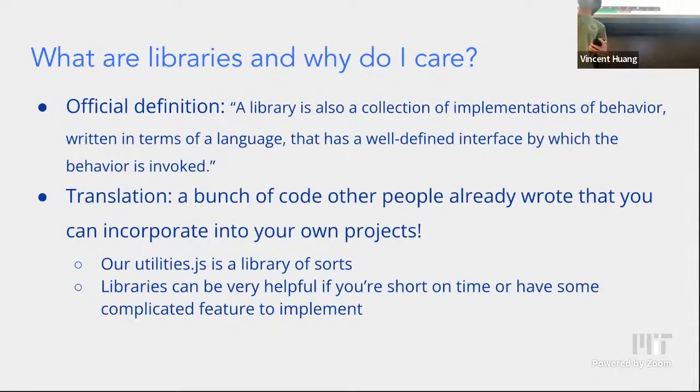So for example, our utilities.js file in Catbook is sort of like a library. It helps us handle get requests and post requests. Because if you look at, for example, get /api/comments, that functionality is not actually built into React, right? The code for that is written in utilities and we keep using it over and over. So basically libraries can be very helpful if you're short on time and you need to implement a complicated feature that someone else might have already done for you.